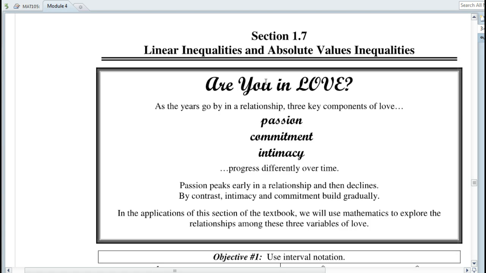Hello everyone, and welcome to the last section in Module 4, 1.7, where we'll look at inequalities.